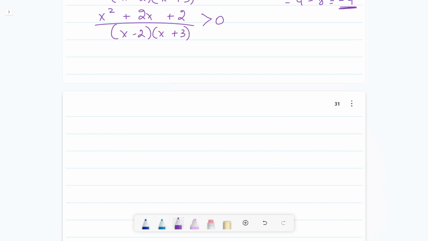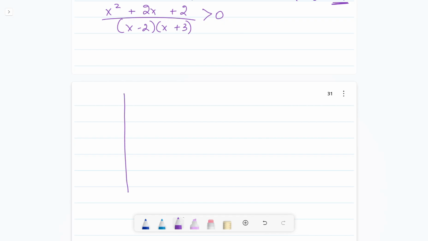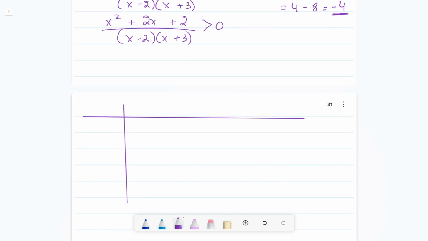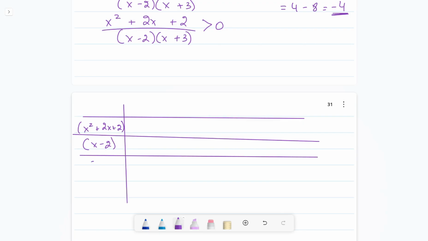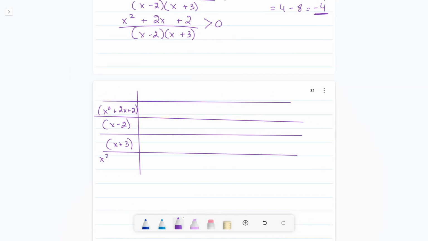So what we will do now is we will draw a sign table. In the sign table, the way to proceed with that is to write each factor you can see, write it in the sign table somewhere. So we have x squared plus 2x plus 2. In the denominator, we have x minus 2. And we have x plus 3. And then the last row is the overall fraction. So x squared plus 2x plus 2 divided by x minus 2 times x plus 3.